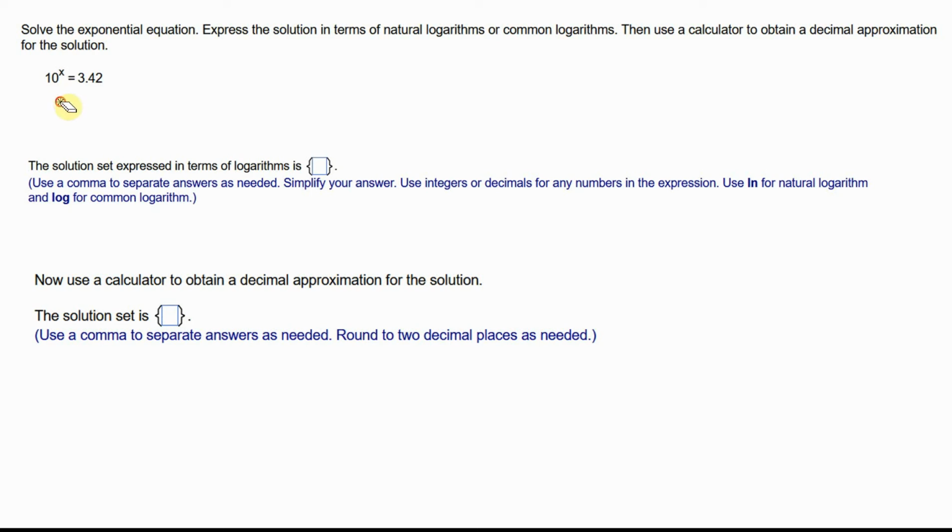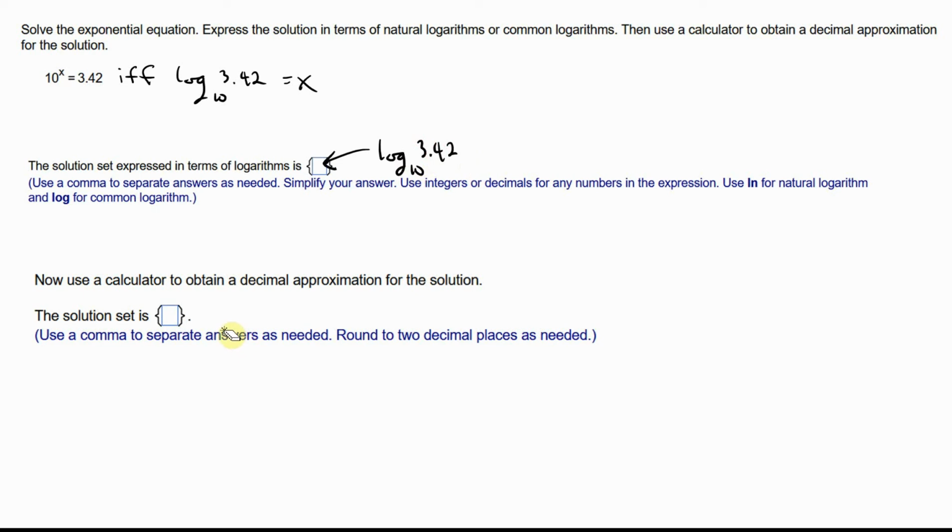So anyway, this is common. A common base there is 10. Now, a couple of ways you can do that. We can just convert this by the definition. This is base 10 to the x power is equal to 3.42. This is if and only if log base 10 of 3.42 is equal to x. And here you get the answer. So you're going to plug in here, type in log base 10 of 3.42.